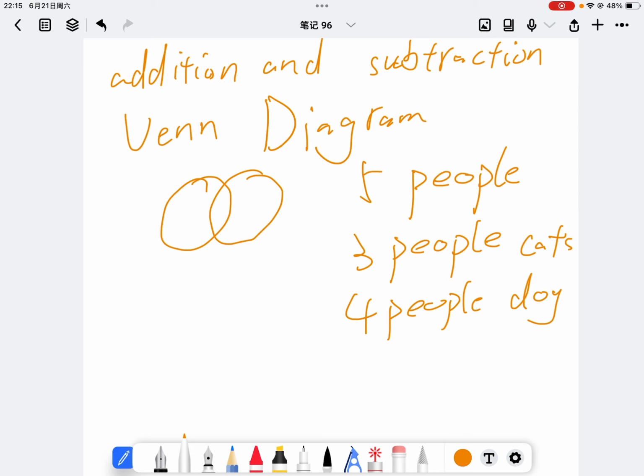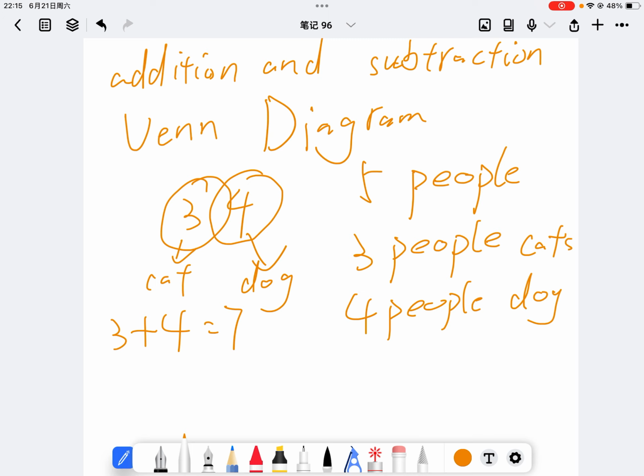Now we are using our Venn diagram. There are 3 people on the left. We put the number in and we say these are people who like cats, and there are 4 people over here, which is people who like dogs. So we add them up, 3 plus 4, there are 7 people, but we only have 5 people in our class. That's the problem. So we realize there are some parts that are overlapping.